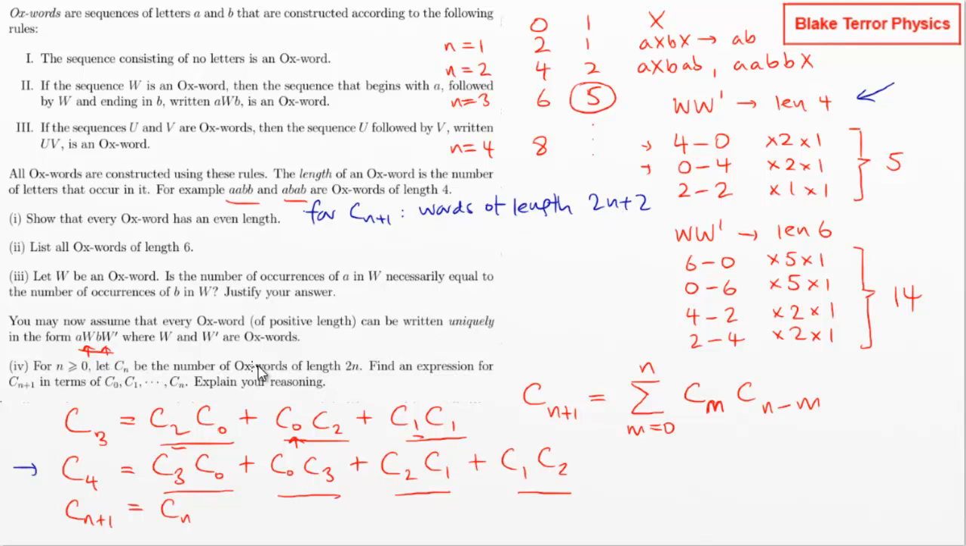You know, Cn, number of words of length 2n; Cn+1, number of words of length 2n+2. So that means that our W prime, because we can ignore the AB bit, that doesn't come into our permutations at all. We didn't include that because it's just irrelevant. It's just increasing the length by 2. So W prime will have length of 2n.